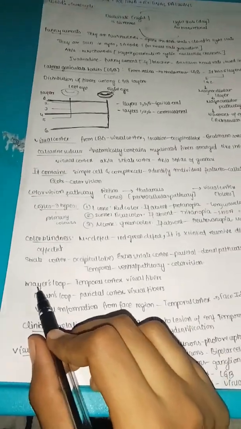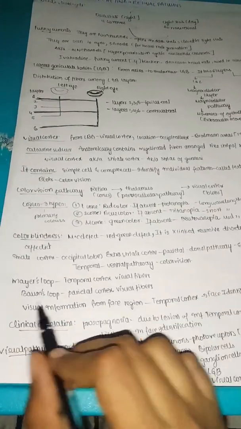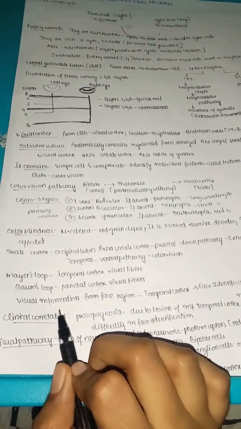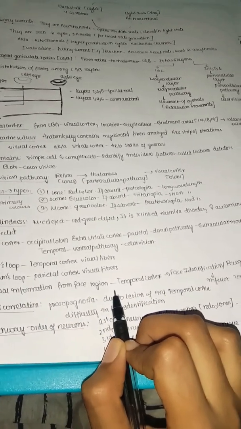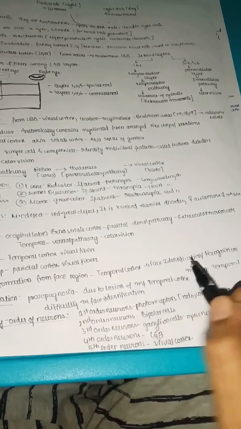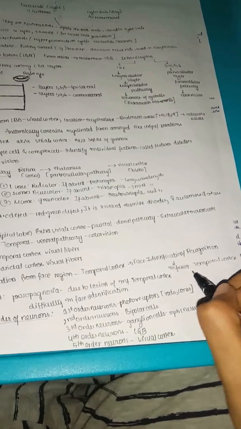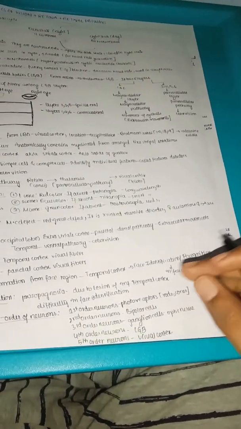And Meyer's loop, temporal cortex visual fibers, Baum's loop, parietal cortex visual fibers, and the visual information from the face region is going to the temporal cortex, and it will lead to face identification or recognition, and especially in the inferior temporal cortex. So especially in the inferior temporal cortex, by help of this we can recognize the face of an individual.